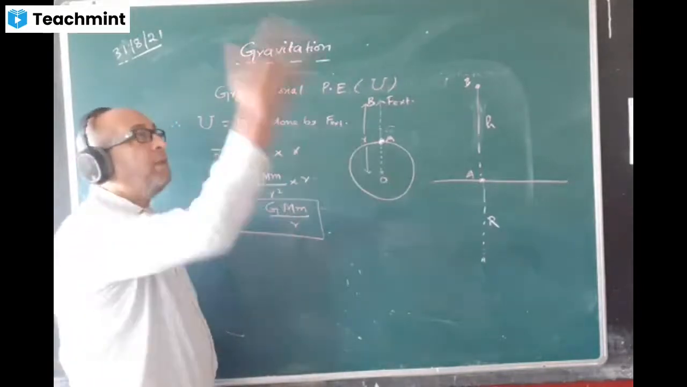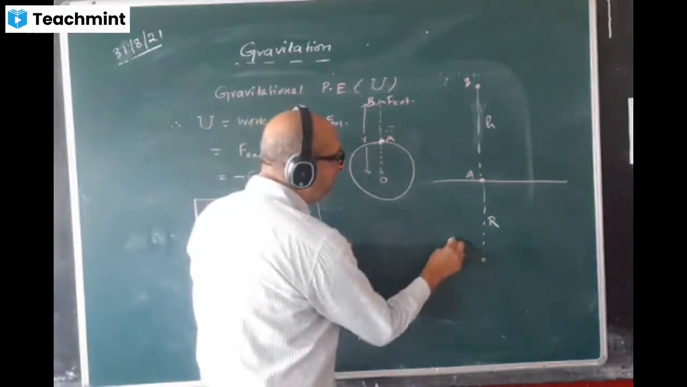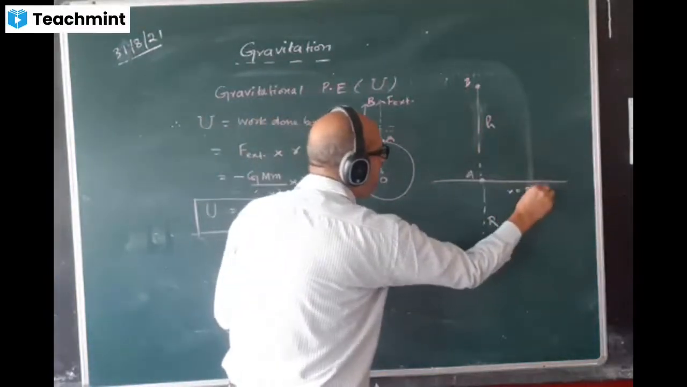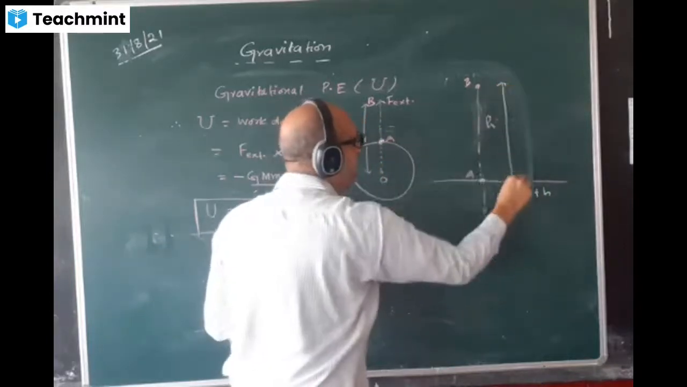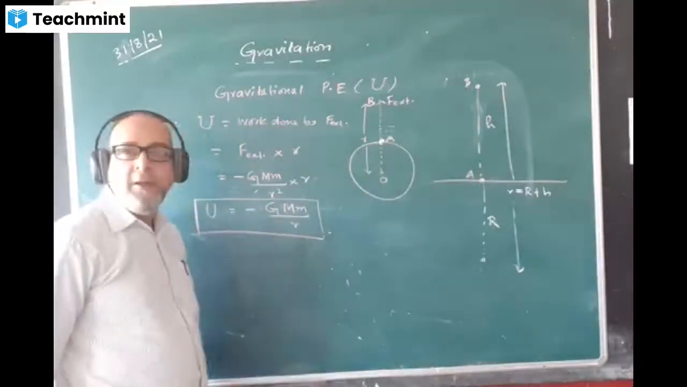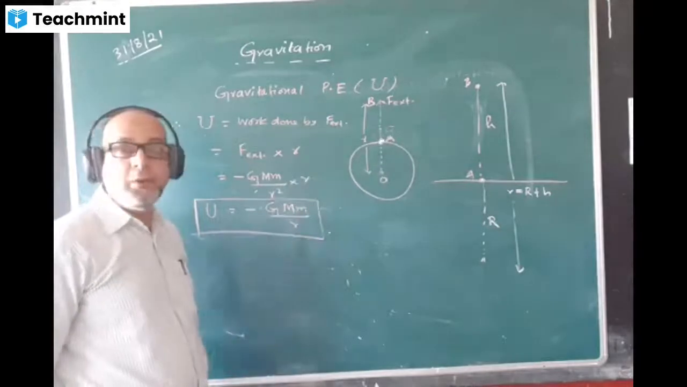But if the body is at some height, then the total distance, the small r value, will be R plus H. In this case, the distance will be R plus H, so here I have to write R plus H. Minus GM by R plus H I am supposed to write here in this case, if the body is at some height.